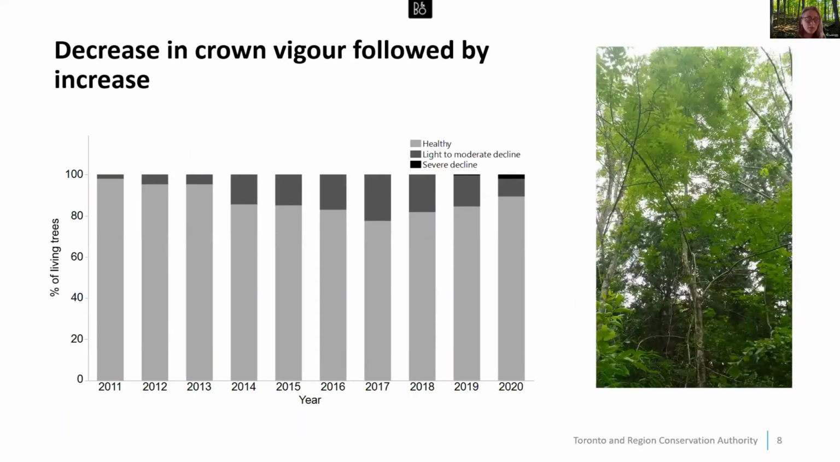We did see a decrease in crown vigor followed by an increase. In general, the dominant and co-dominant trees in our area are generally healthy trees, but we did see this kind of decrease and then an increase. So the darker gray bars are those that are in more decline.